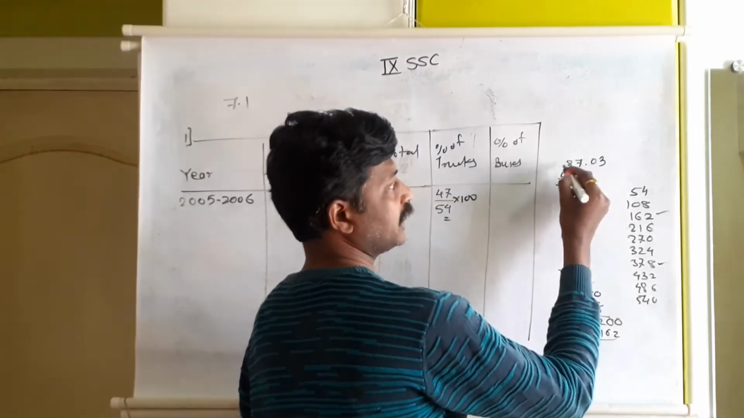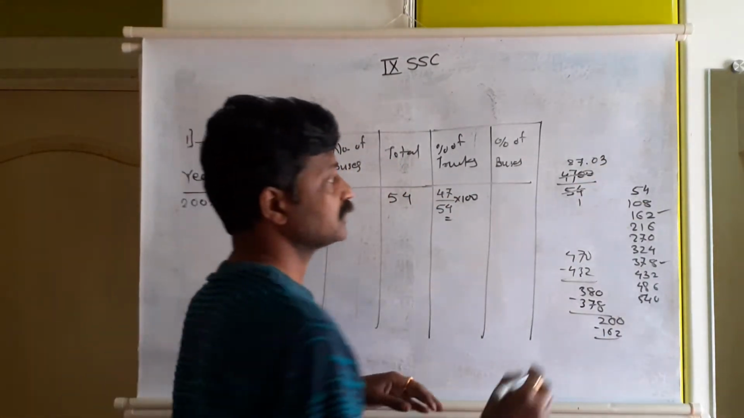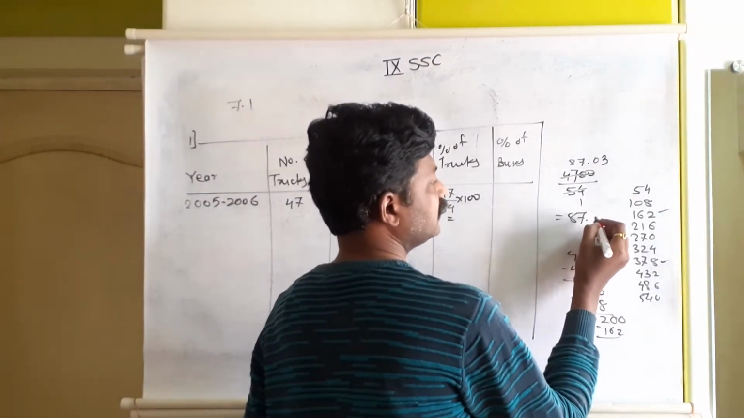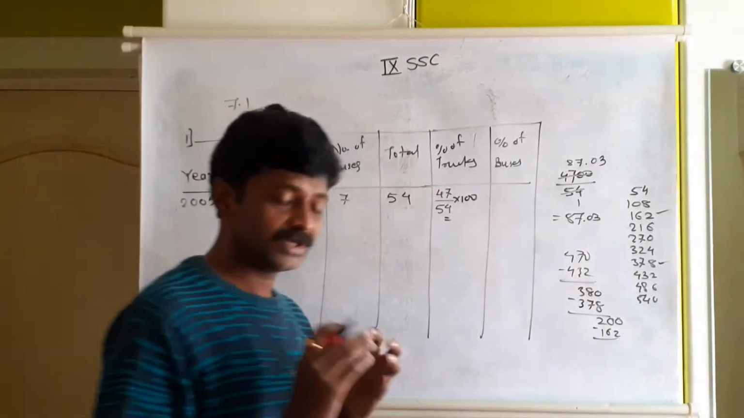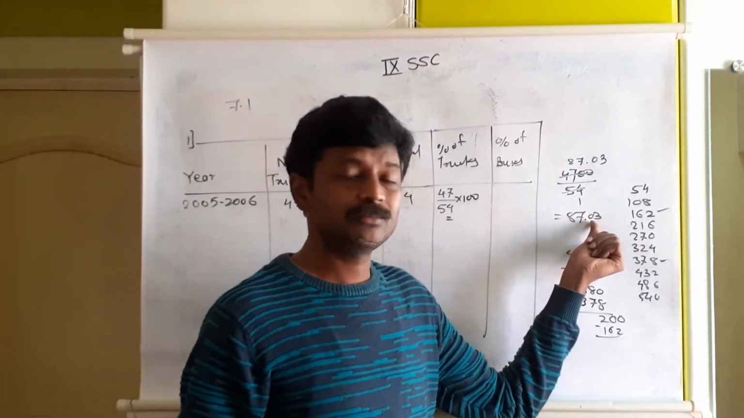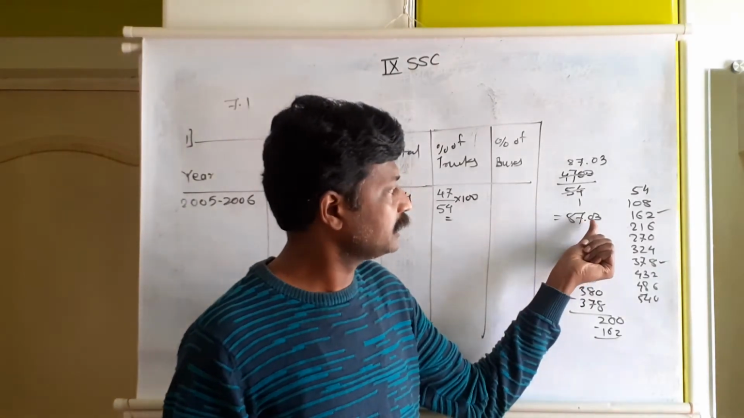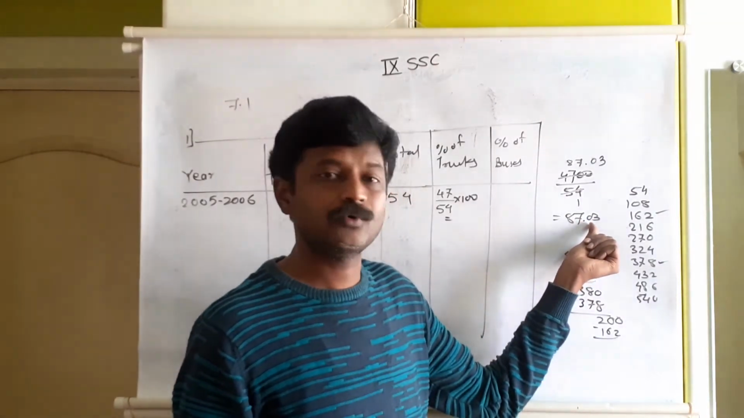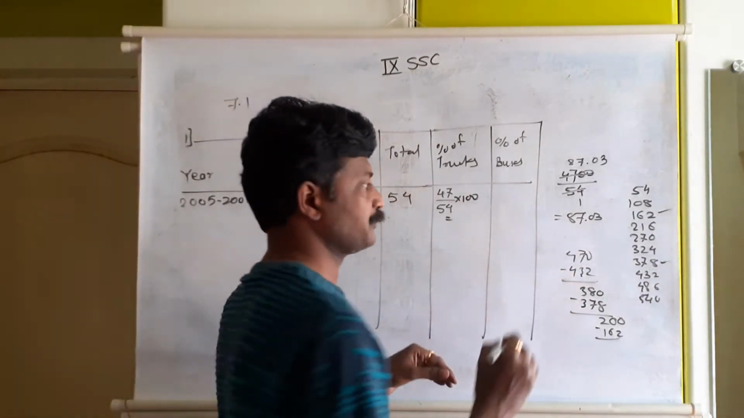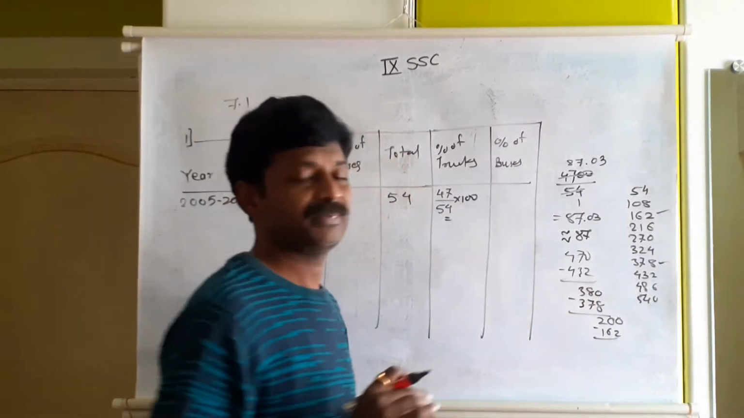Whatever it remains, we have the answer till 2 digits, 87.03. Now 87.03 we have to consider to the nearest integer. After the decimal point, if the digit is between 0 to 4, the same integer can be considered. So 87.03 means approximately 87%.